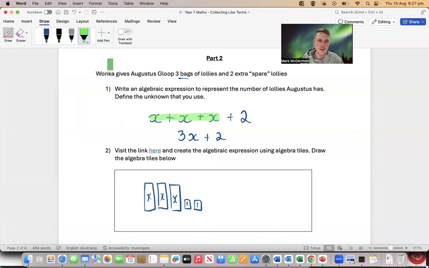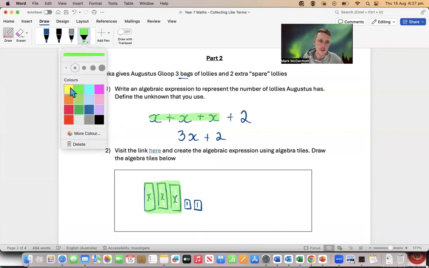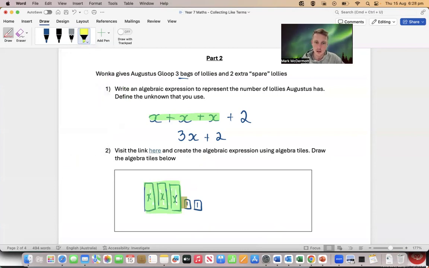Okay, so these, because they use the same tile, are actually like terms. Those are like terms, and you might have noticed these 1 and 1 are like terms as well, because they're using the same tile. Now, if we really wanted to, we could step this out. We could say x plus x plus x, plus he gets 2 spare lollies, so plus 1 plus 1. But that would be a really inefficient way to write things. It's much better to write 3x plus 2.